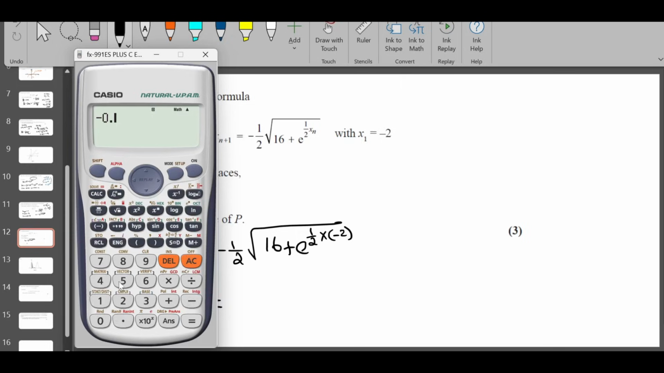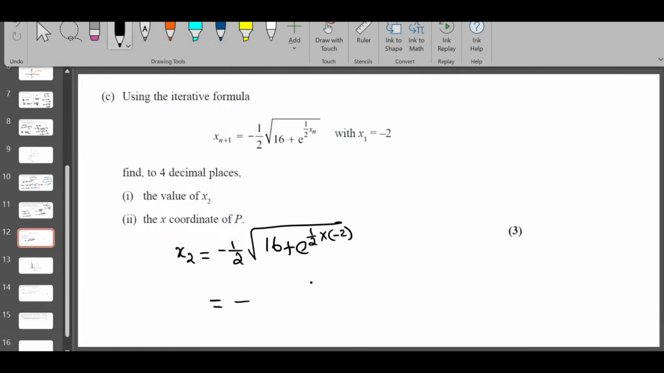Minus 0.5 square root of 16 plus e to the power half times minus 2. So when you round it to 4 decimal places, minus 2.0229, that's the value of x2. So you'll be given 2 marks for this.